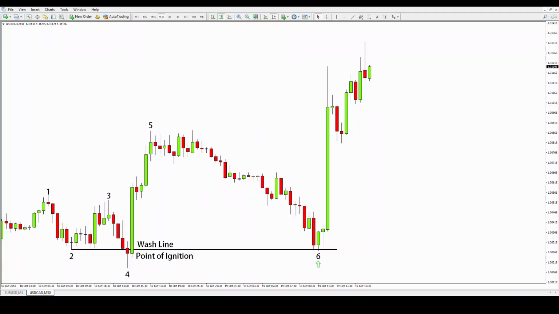As you can see here, the wash line in combination with the contextual understanding of what the market makers were doing pinpointed the most precise entry level possible and a very well planned and simple trade.